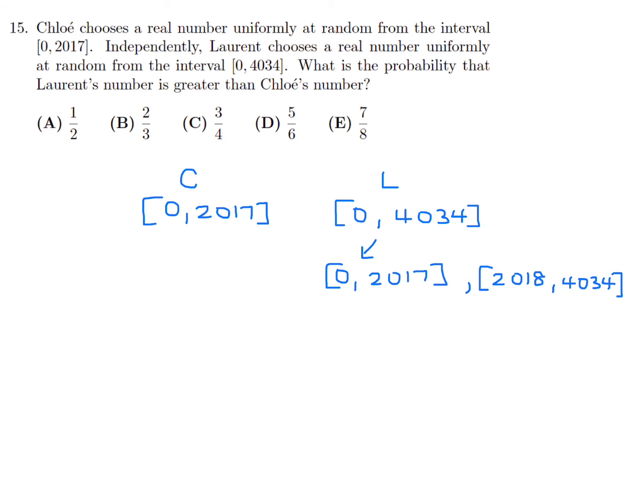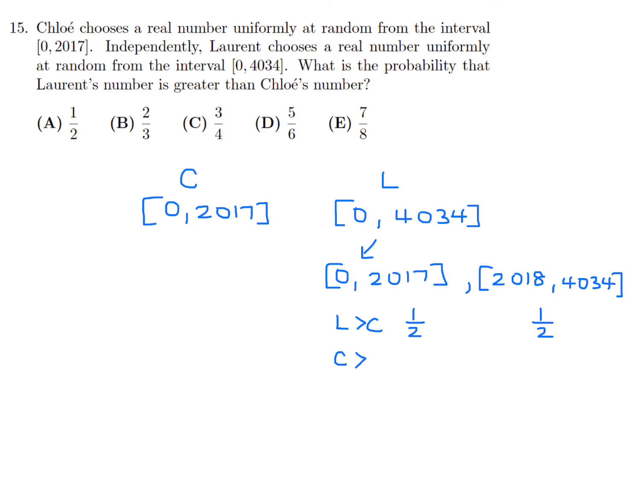So 50% of the time, which is a half, we will have a scenario where Laurent's number is greater than Chloe's number. For sure. No matter what the number is, it will always be greater than that. Now we have to concentrate on what happens here. If we choose a number in here, 50% of the time, that number is going to be greater than this number. So L will be greater than C half the time.